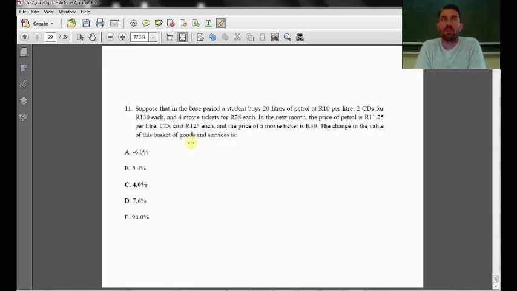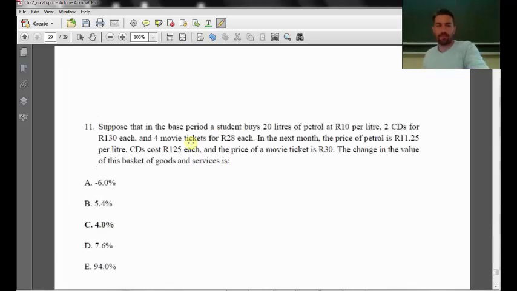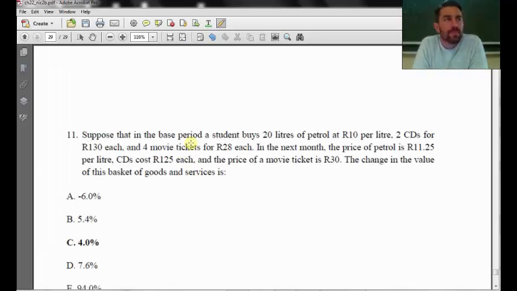And so here's a question for you. I'll make it a bit bigger. Okay, piece of paper and a pen. You are going to do a calculation. Suppose that in the base period, there's a student who buys 20 liters of petrol at 10 Rand per liter. Okay? So we've got 20 liters, 10 Rand. As well as 2 CDs for 130 each. 4 movie tickets for 28 Rand each.